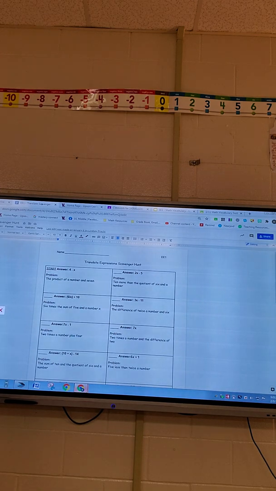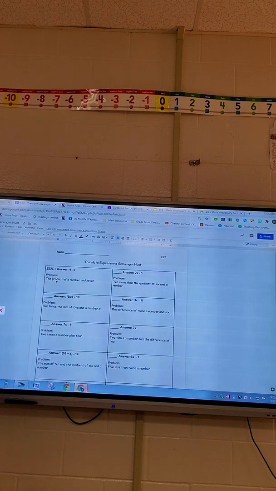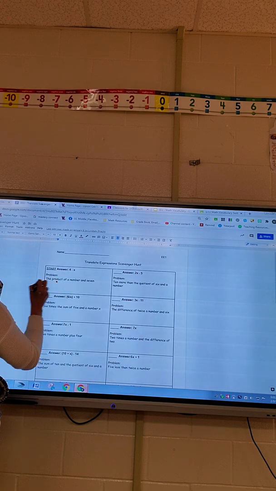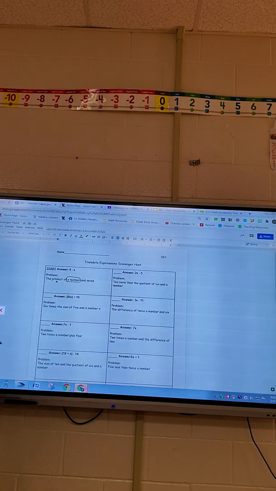What does the word product mean? Multiply. Right now I'm going to use just a dot for multiplication, okay? So I know that means the product of a number and 7. A number can be anything. So that is going to represent our variable. And on our handout, the variable we use all the way through is x. So a number is our x. Okay? A number is x.